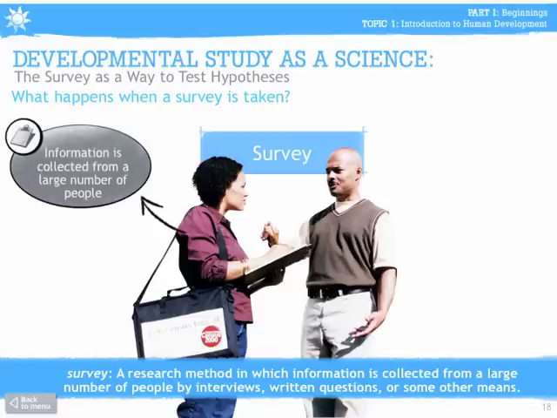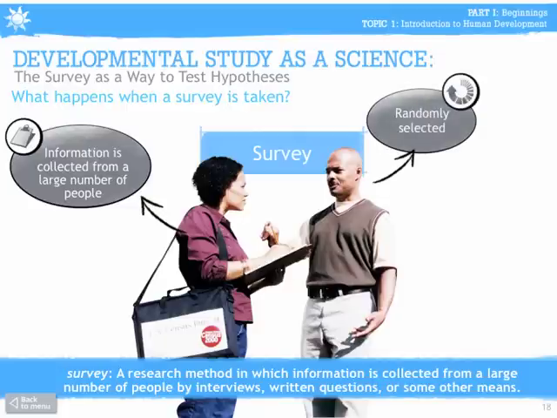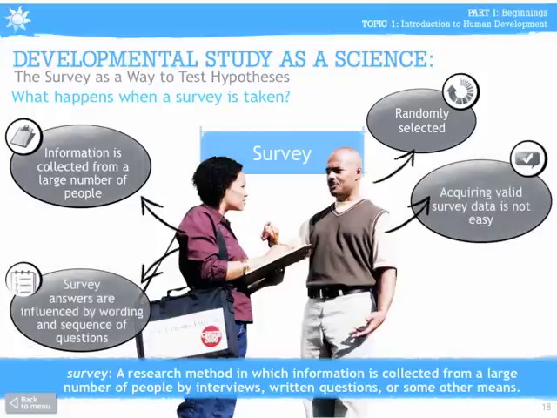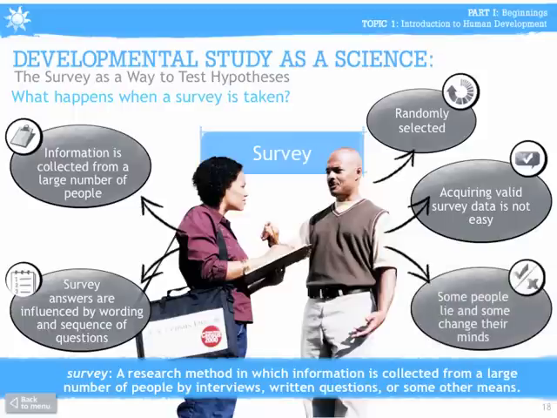So information is collected from a large number of people, and we want them to be completely randomly selected. So if we wanted to know how people are voting, we should be driving all over town to different polling places and asking people. But a lot of times they'll respond the way they think you want them to respond, so they may not respond accurately. And basically acquiring valid survey data is not easy. Some lie and some change their minds.